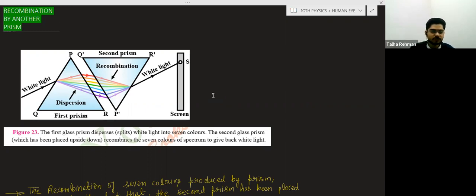So after the rainbow, we have the atmospheric refraction. Very easy topic. In the atmospheric refraction, we will discuss the twinkling of stars. Why is there a twinkling of stars?